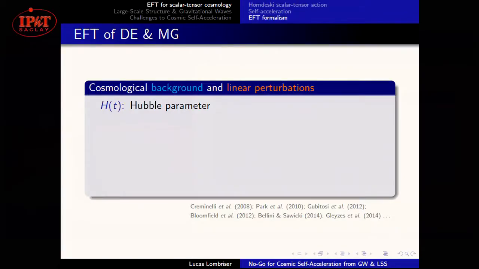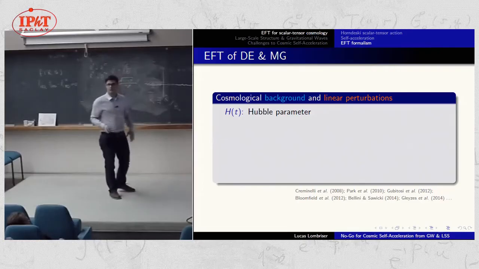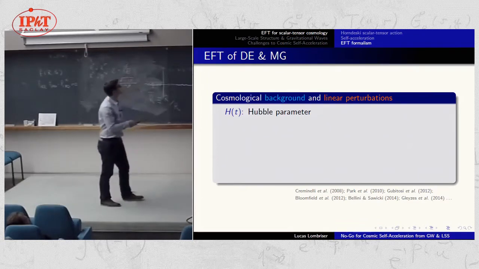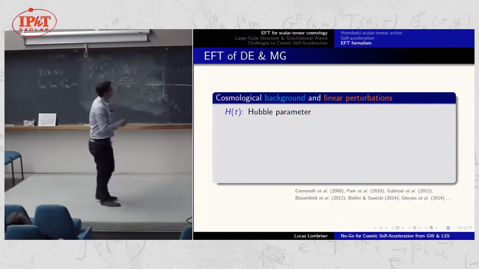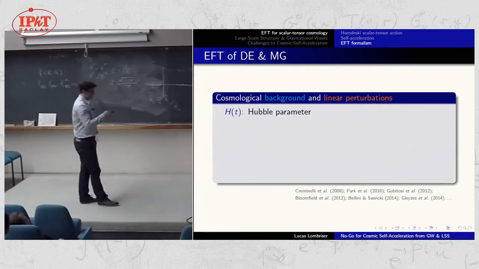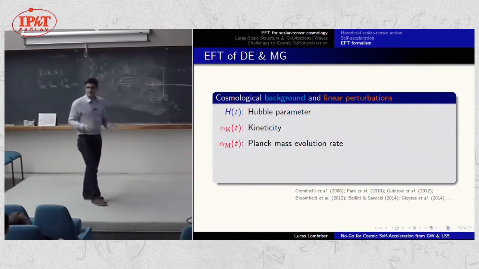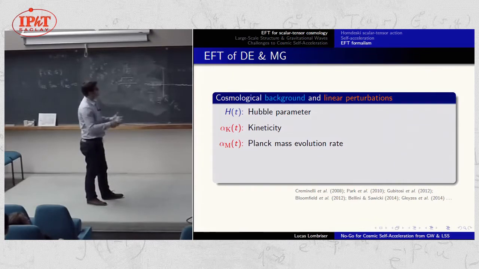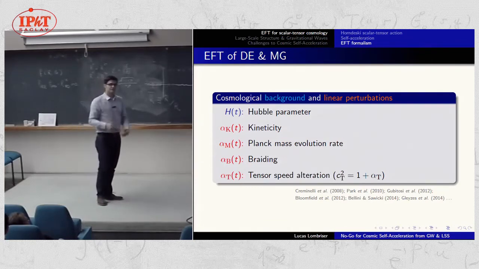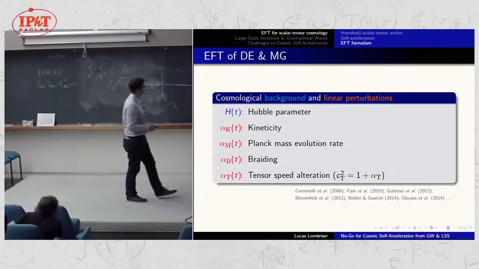Okay, so instead of working with the full Horndeski theory, I will adopt this EFT formalism that we've already heard a lot about, so I don't need to say anything about this. Basically, for the background, we have the Hubble parameter, or you could just use the scale factor, as a free function. Then we have 4 free functions that describe the linear cosmological perturbations. This is the kineticity, the evolution in the gravitational coupling, or the Planck mass, a braiding term, and also a modification that yields deviation in the speed of gravitational waves.